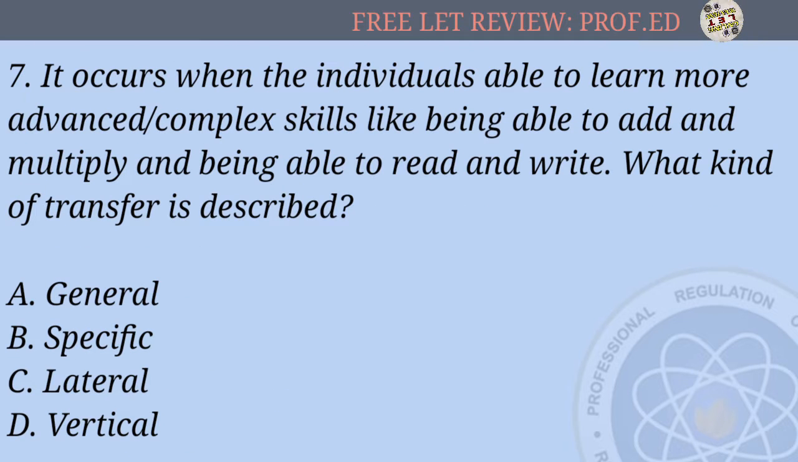7. It occurs when the individual is able to learn more advanced, complex skills like being able to add and multiply and being able to read and write. What kind of transfer is described? A. General. B. Specific. C. Lateral. D. Vertical.